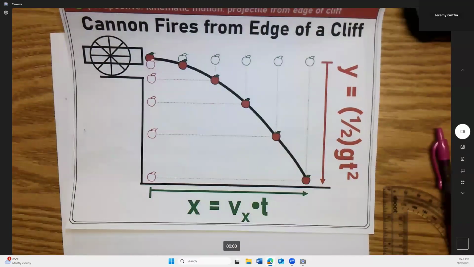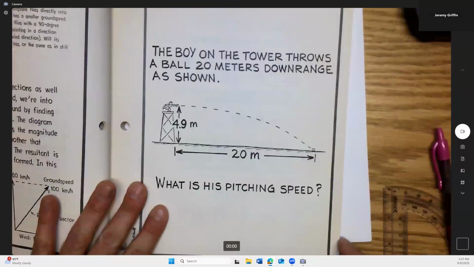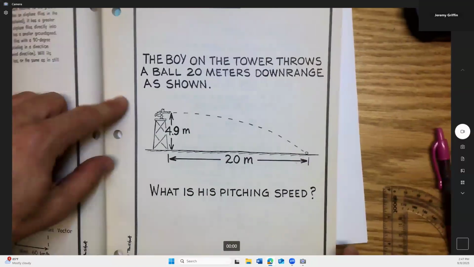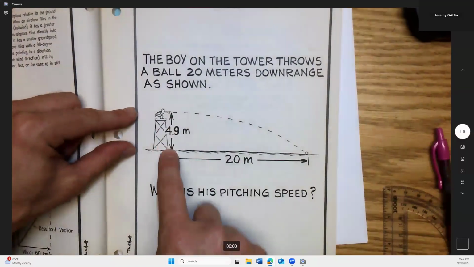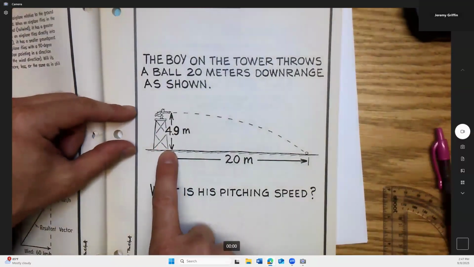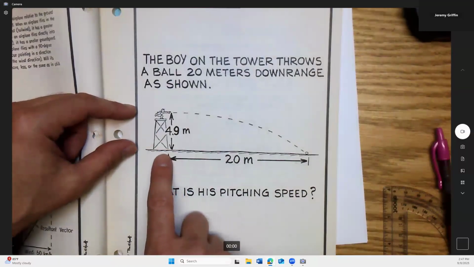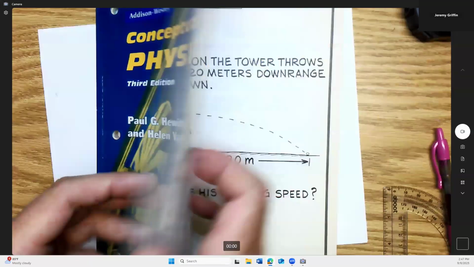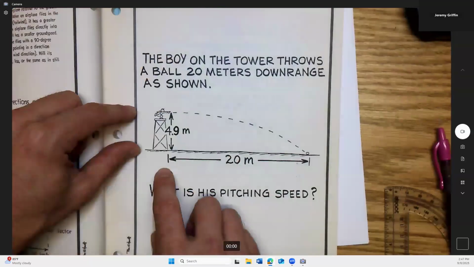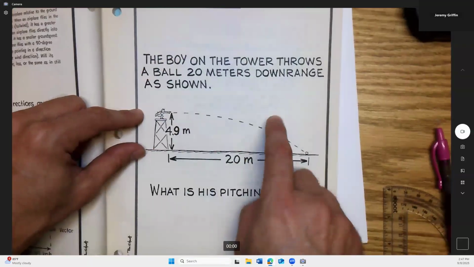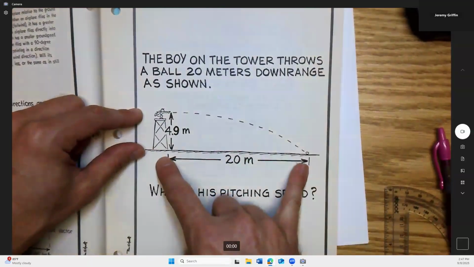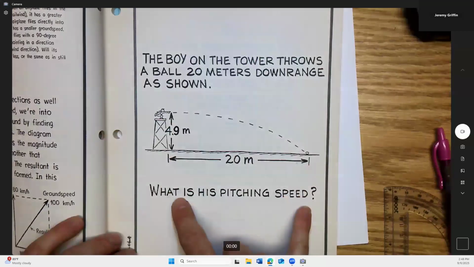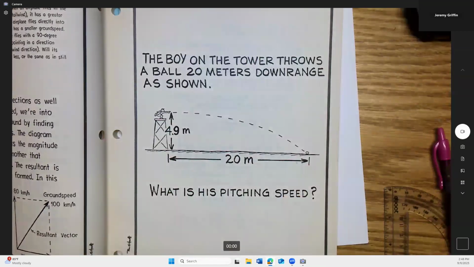Okay. Speaking of that, one of my warm-up puzzles just so happens to be basically the same question. I got a boy on a tower, 4.9 meters. Can you basically call that 5 meters, maybe? But maybe there's a reason they went with 4.9, because all the questions out of this book are supposed to be stripped down to some concept. He throws a ball straight horizontal, and it lands 20 meters down range, so 20 meters from the base of this tower. Question is, how fast was he throwing that ball? What's his pitching speed? Go ahead and figure that out.